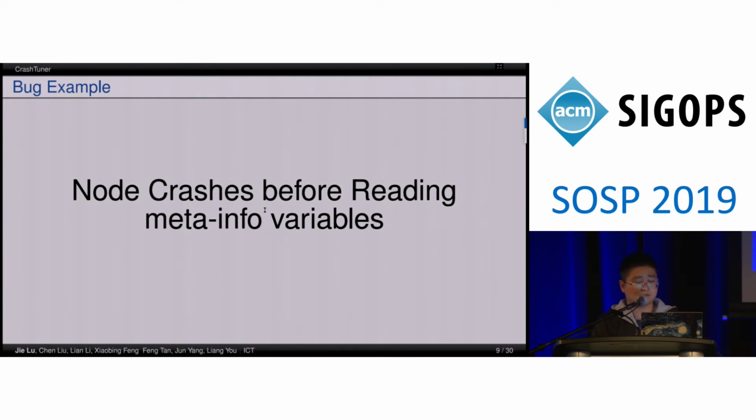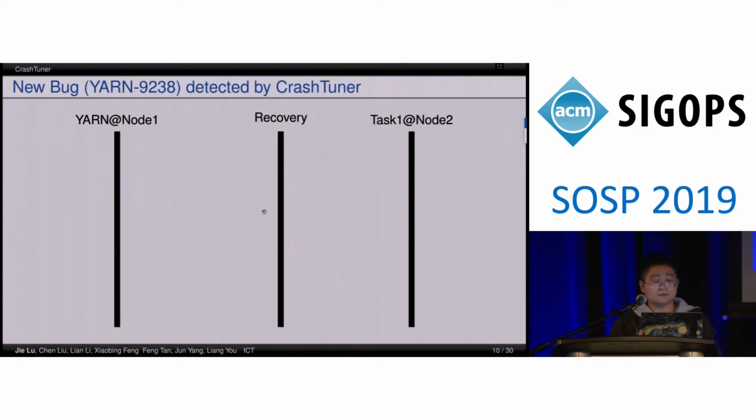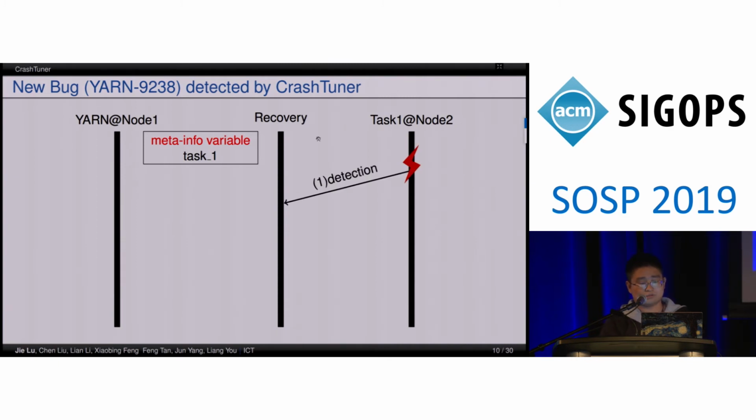So let's see a bug example, which will be triggered when a node crashes before reading meta-info variables. This is a new bug from YARN. Task 1 is running on node 2. YARN will have a variable to track it. But node 2 crashes. Recovery detects the crash and updates the meta-info variable to the new value.